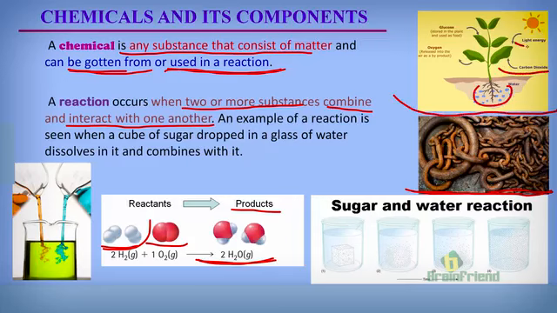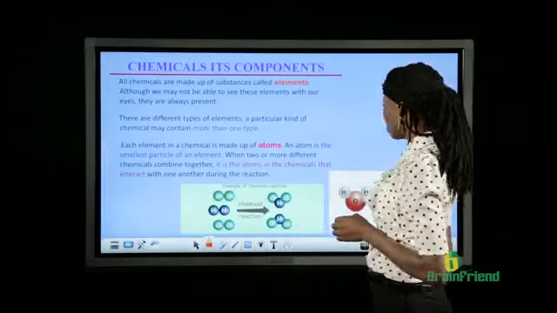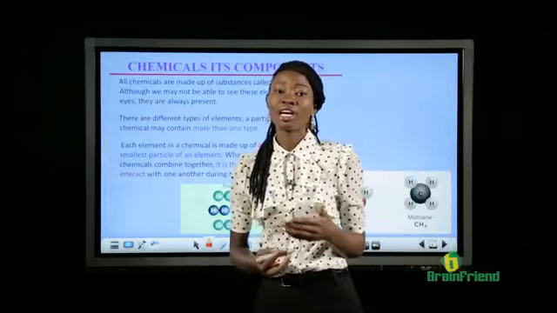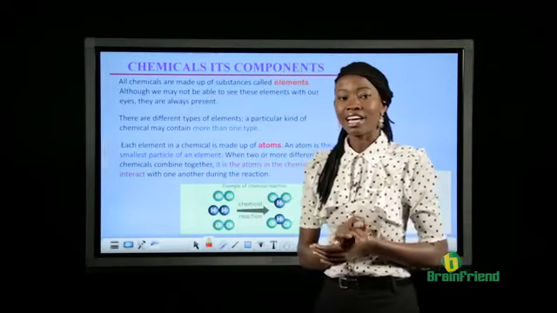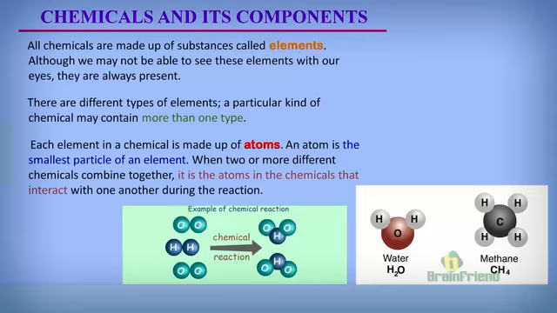In the presence of sunlight, carbon dioxide reacts with water to give us glucose, which is the starch found in plants. There are other types of reactions that occur daily in our environment, and all of these reactions involve chemicals. Chemicals must combine and interact for a reaction to occur. All chemicals are made up of substances called elements, although we may not be able to see all of these elements with our eyes.